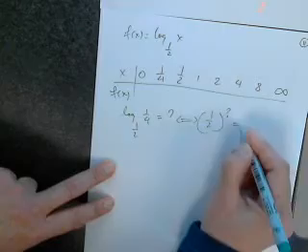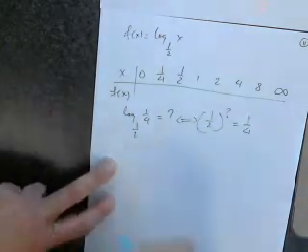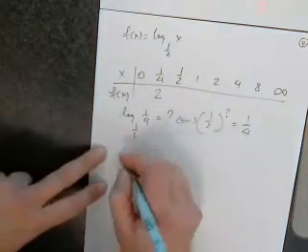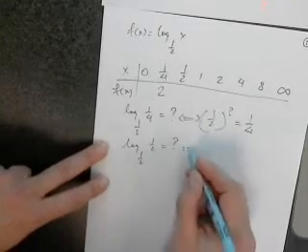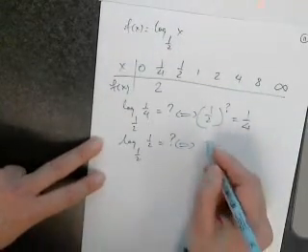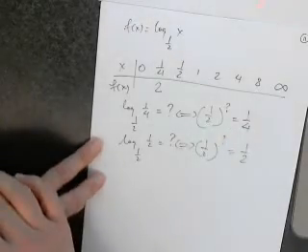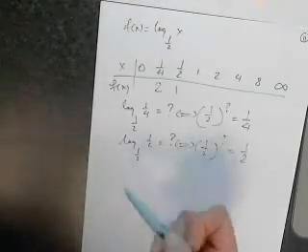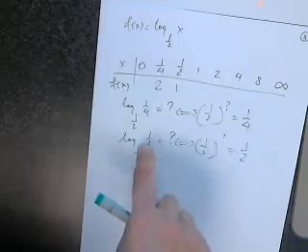1/2 raised to some number equals 1/4. What would that be? 2. Very good. Now log base 1/2 of 1/2 is some number, and this is equivalent to 1/2 raised to some number equals 1/2. 1. Log base 1/2 of 1. 1/2 raised to some number is 1.